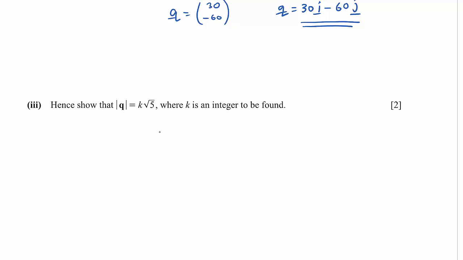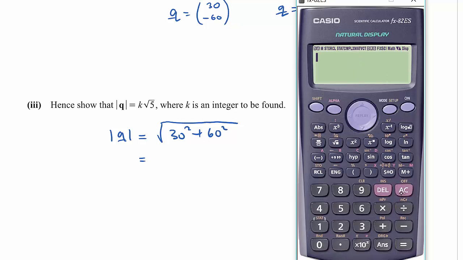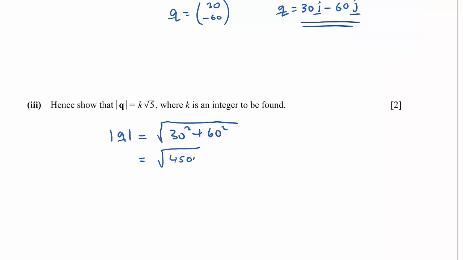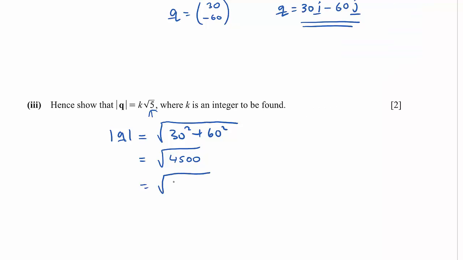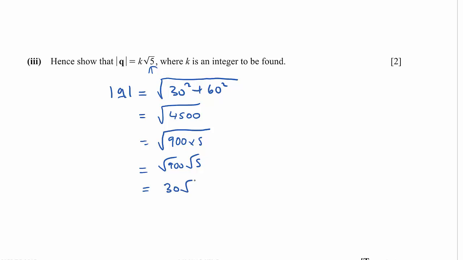So the magnitude of q is going to be the square root of 30 squared plus 60 squared, which is, so we have got 30 squared add 60 squared, it's 4,500. And the fact that we've got a 5 in here gives us a bit of a clue as to what to do. So divide that by 5 and it's 900. So that's the square root of 900 times 5, which is root 900 root 5, and of course the root of 900 is 30. So 30 root 5.